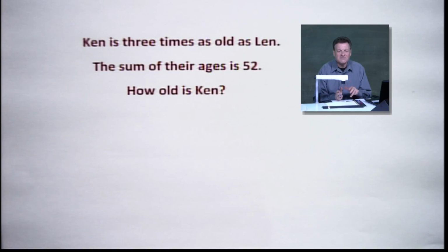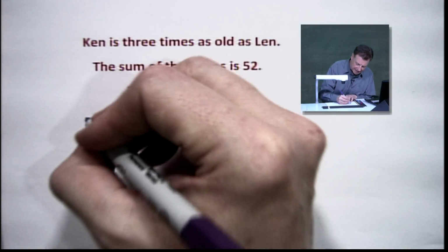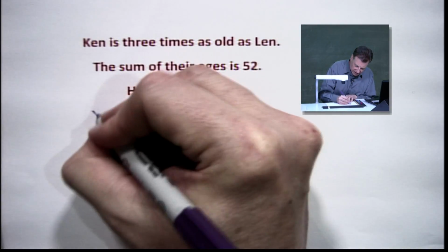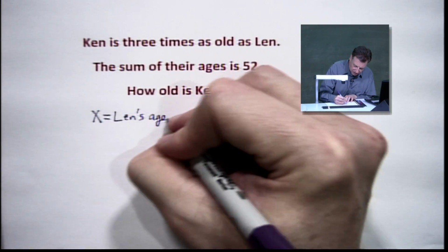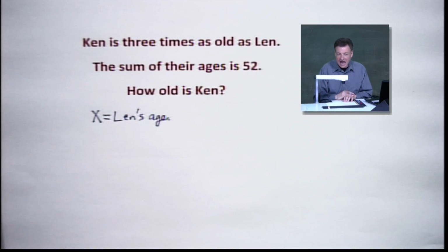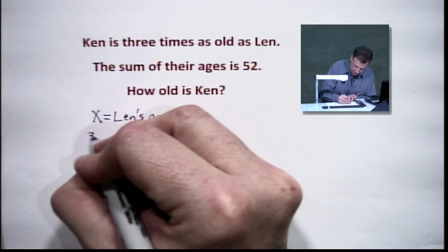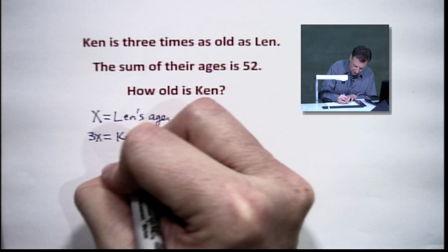Maybe he's 5 and Ken would be 3 times that old, which would be 15. Obviously, they don't add up to 52, but that's the idea. So I think Lynn is going to be our X. X is going to equal Lynn's age. Now, I'm going to go ahead and triple that X for Ken's age. I'm going to let 3X equal Ken's age.